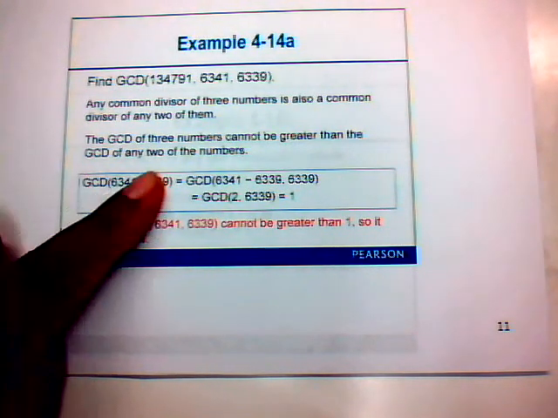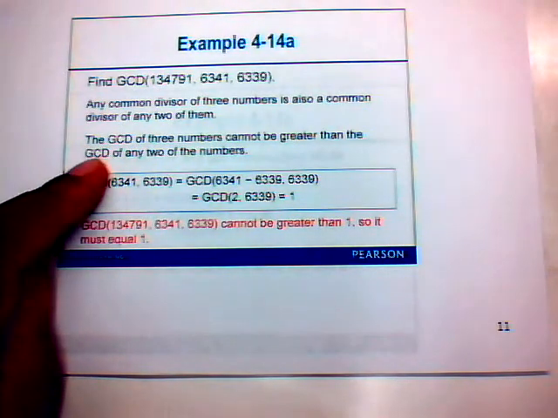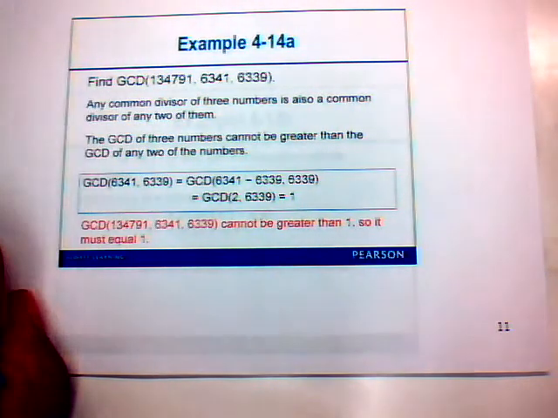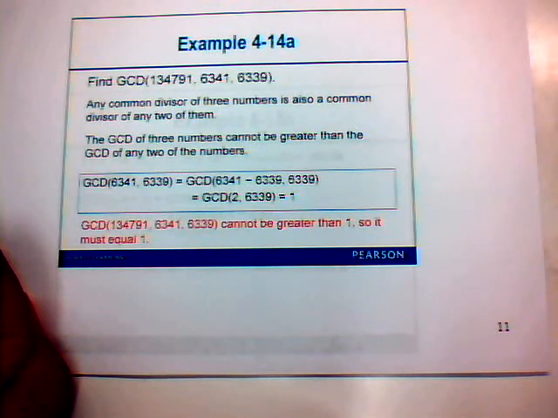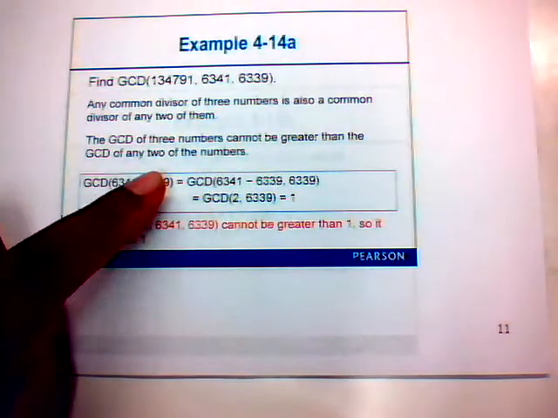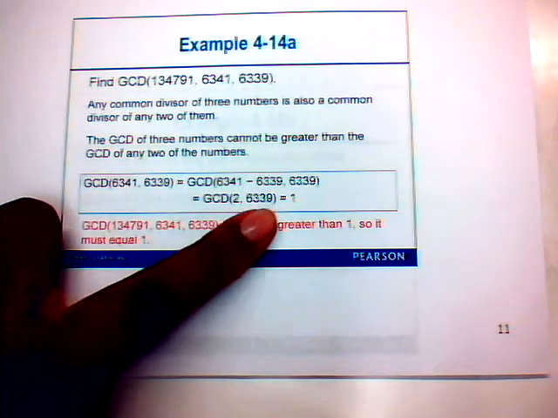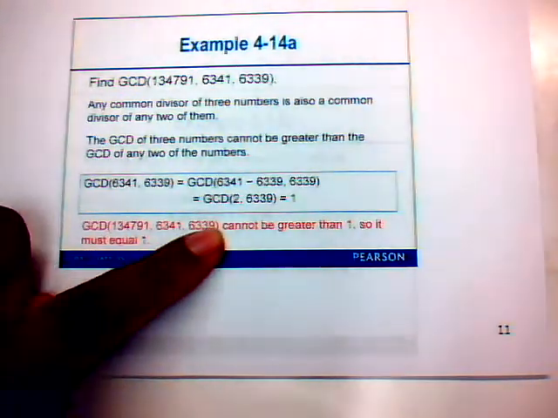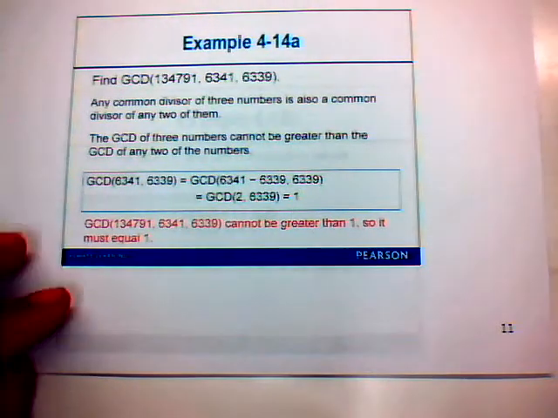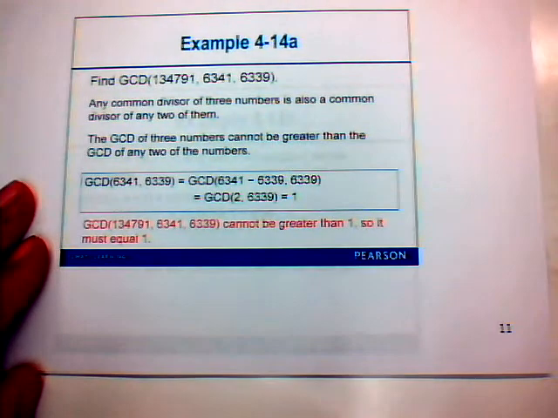And we know that the GCD of those 3 terms can't be greater than the GCD of any 2 terms. So if these 2 terms have the greatest common divisor of 1, then for all 3 of these terms, that greatest common divisor must be 1.